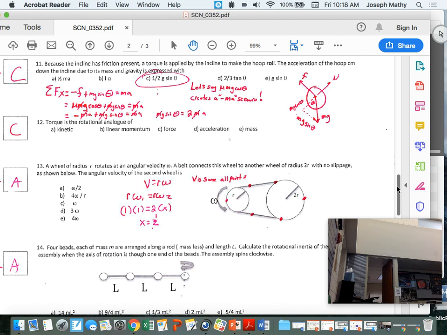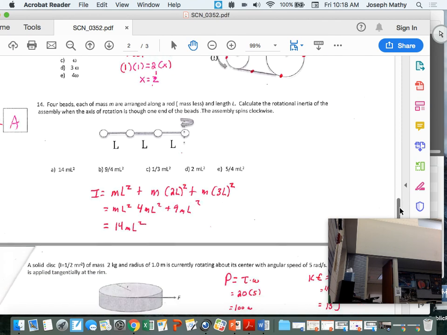And then 12 was just a regular, really vocabulary, almost. For 13, I set it up like this, knowing that v is the same in all parts. I said RW equal to RW. The W's are not the same. And then for 14, I came through with this. And that got me, that 14 ironically is 14 ml squared.